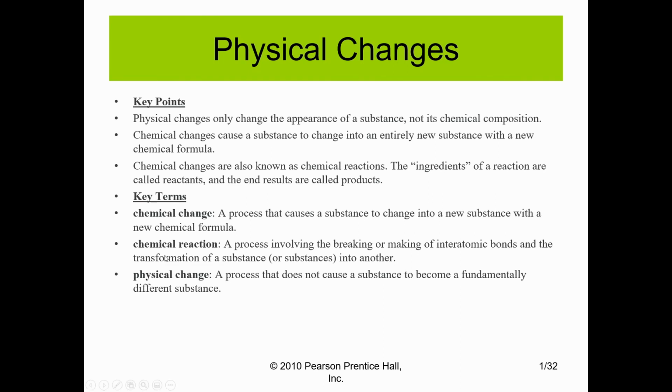And then finally, a physical change is a process that does not cause a substance to become fundamentally a different substance. So the chemical formula of the substance is exactly the same.